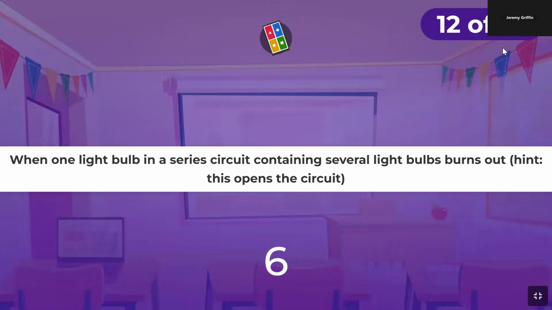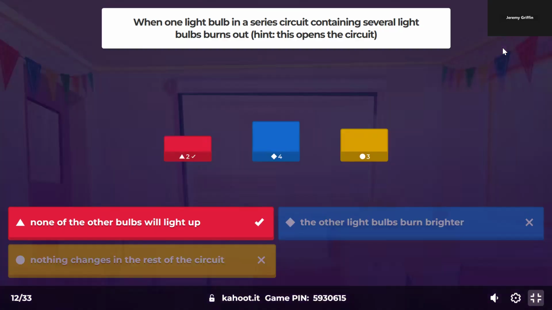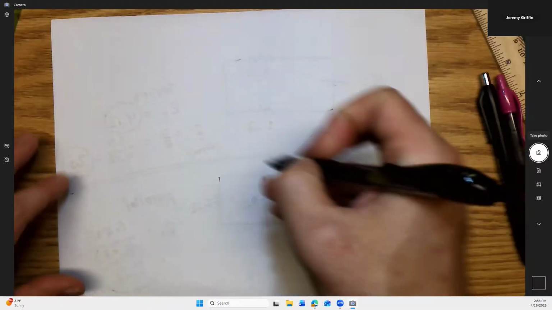When one light bulb in a series circuit that contains several bulbs burns out, what happens? None of the other bulbs will light up. Let me draw this out and convince you guys that's true. It did say series.